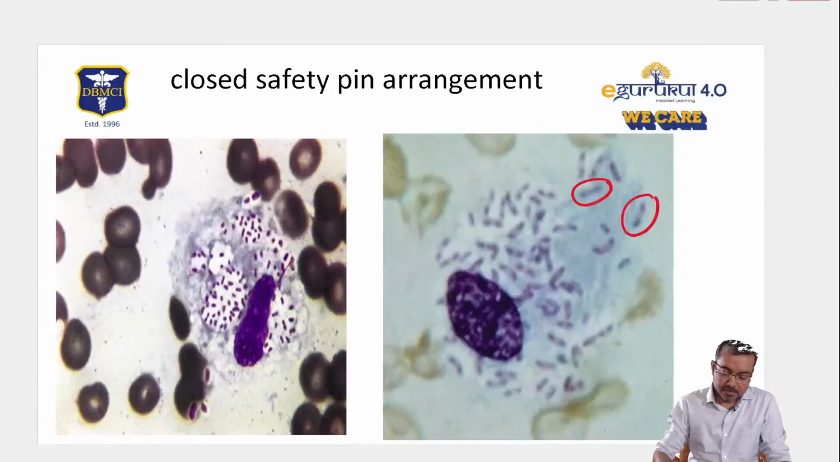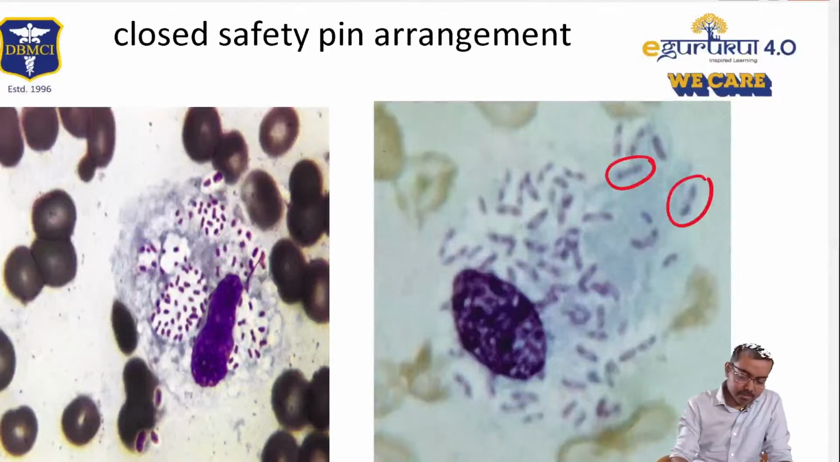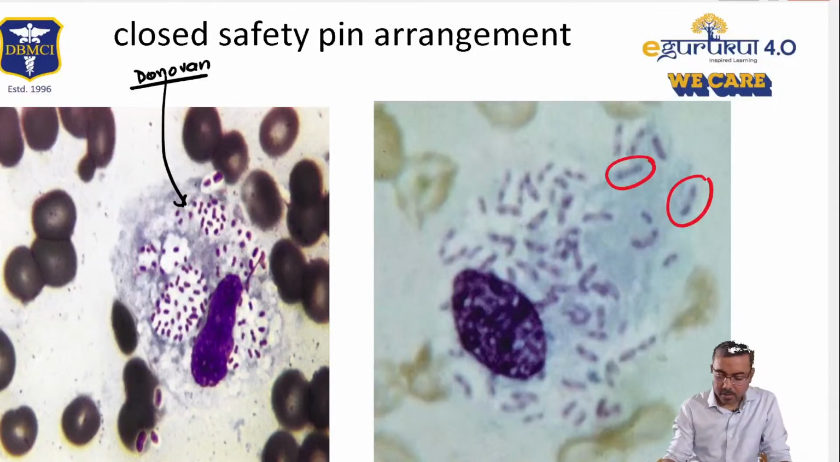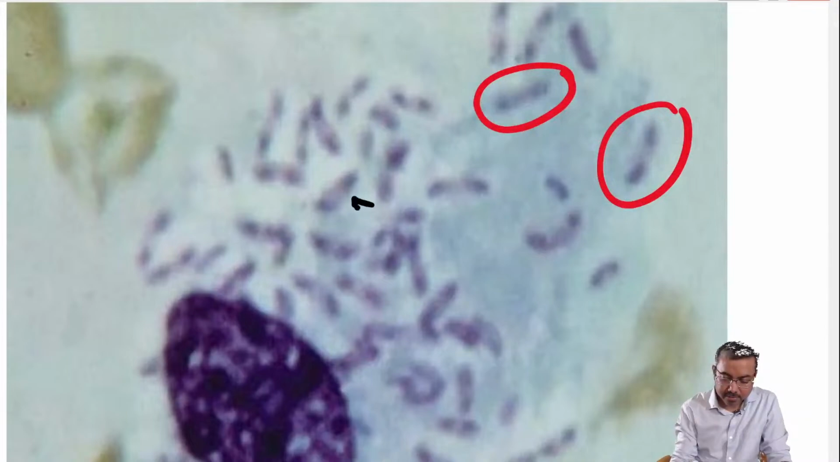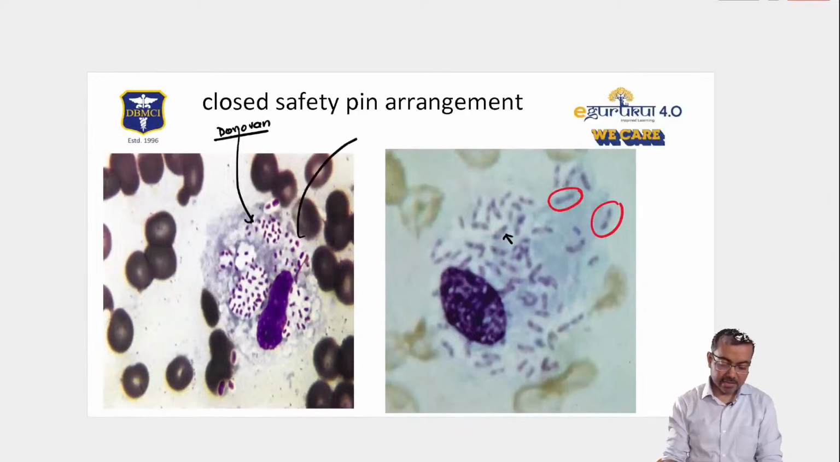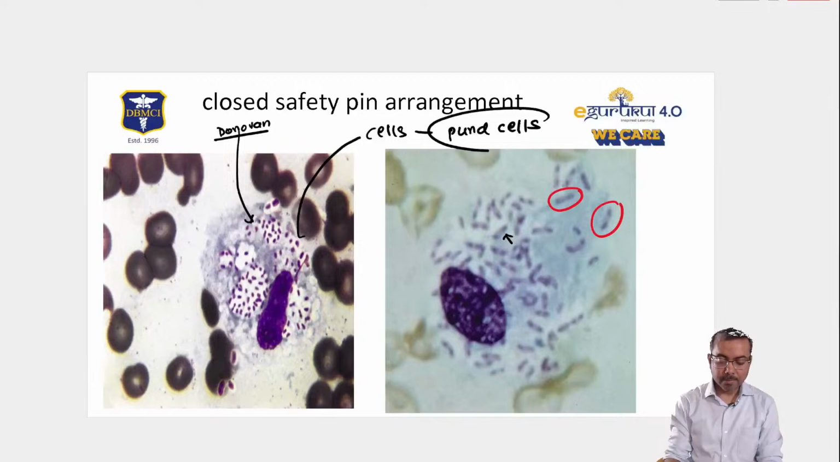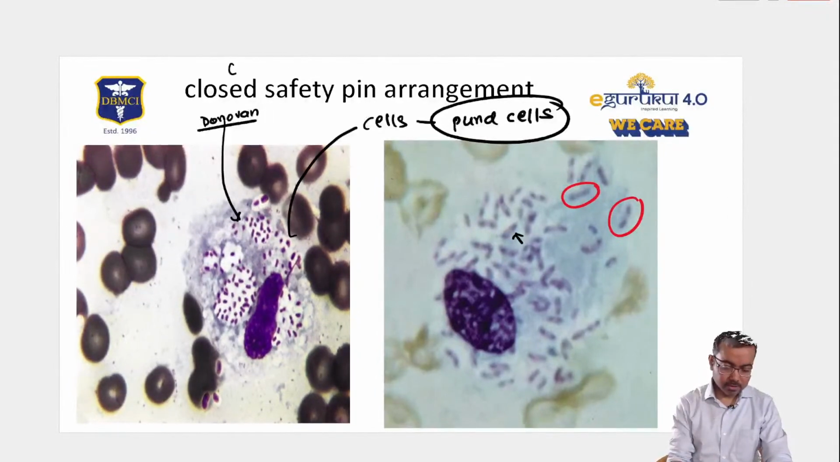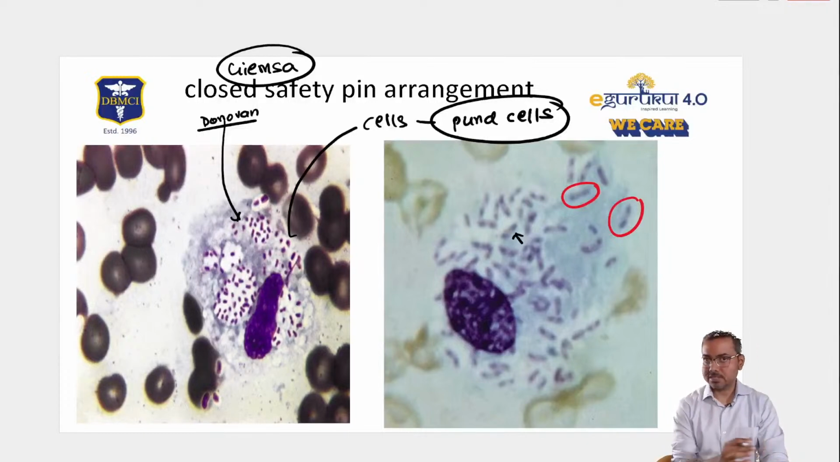All right. This is the Donovan body, right? This is called the Donovan body. Okay, Donovan and donovanosis. These are usually going to be dotted appearances on low power, and on high power we see a closed safety pin appearance. Closed safety pin appearance of the same Donovan bodies. And these cells have a name. We call them Pund cells. These are histiocytes, Pund cells, which have the Donovan bodies inside, and that's the Donovan body on donovanosis, usually seen with Giemsa stain. Giemsa stain in donovanosis.